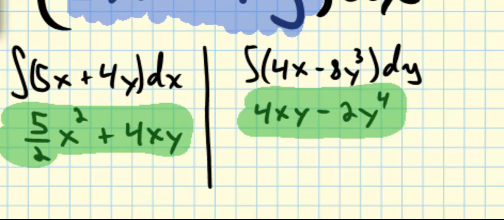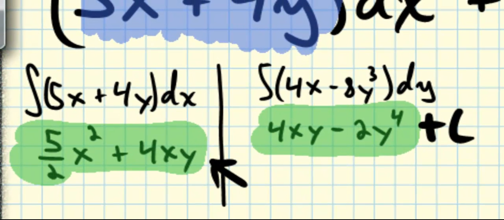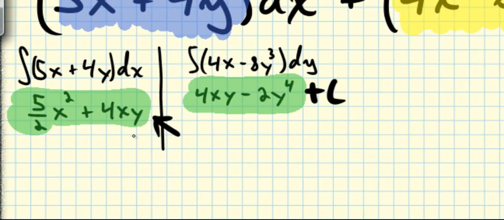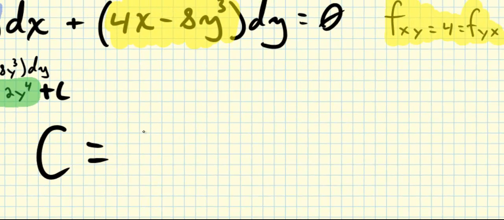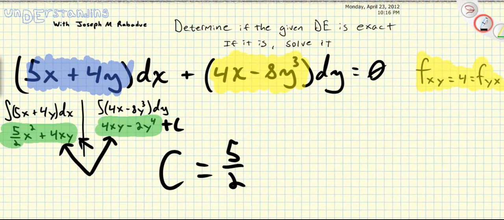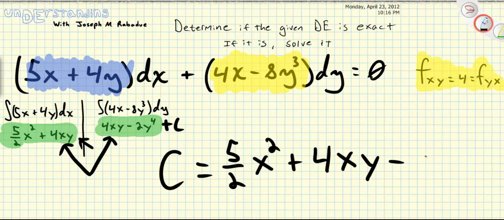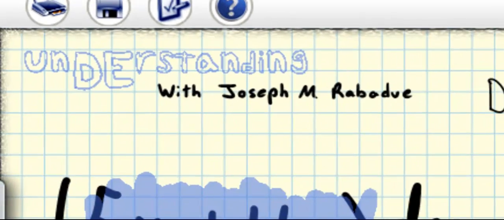So I've moved our answers up there, and remember that these both have a plus c on the end of it. This one does too, alright? But because we only keep one answer, here's a better example than the last one, because we have two 4xy's. Well, we only want to keep one of those, so our final answer is going to be c is equal to 5/2 x squared plus 4xy minus 2y to the fourth. And there you have it. It's as simple as that.